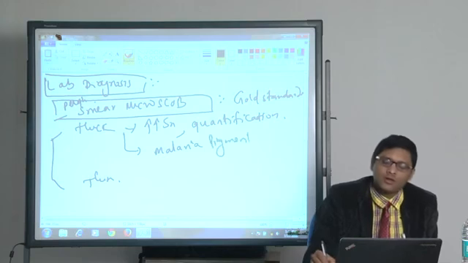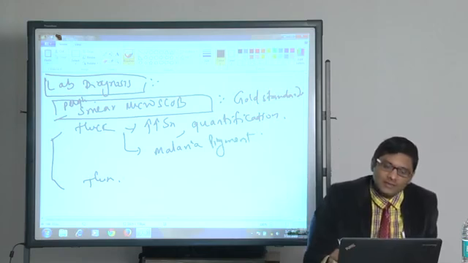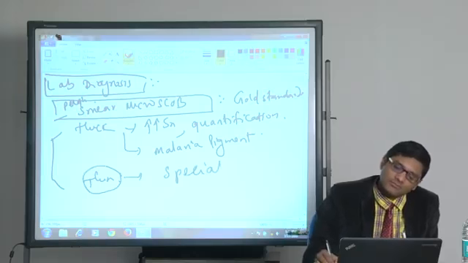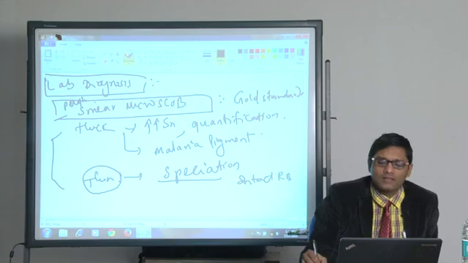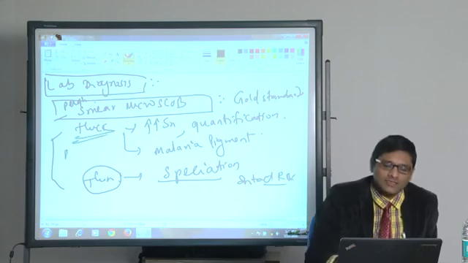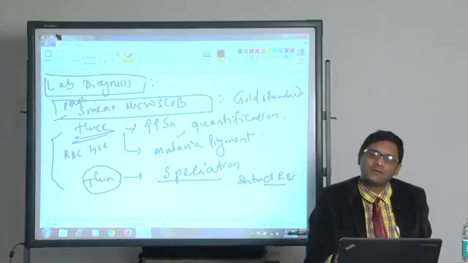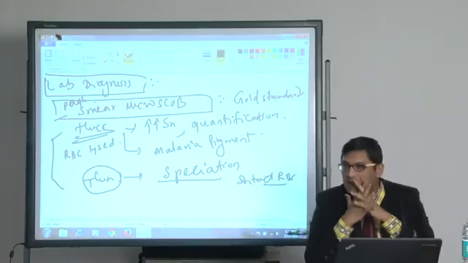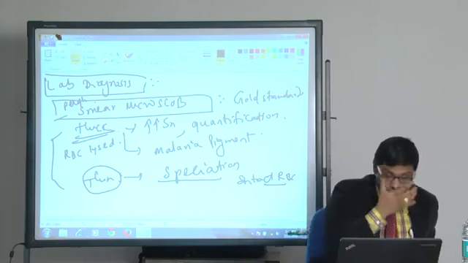It is also used to demonstrate malaria pigments, whereas the only advantage of thin smear is that it is used for speciation. For speciation, intact RBCs are required, and in thick smear the RBCs are lysed. While you prepare the thick smear, the RBCs will be destroyed, hence the intact RBCs will not be there. For speciation, you need intact RBCs so that you can know which species is there inside.